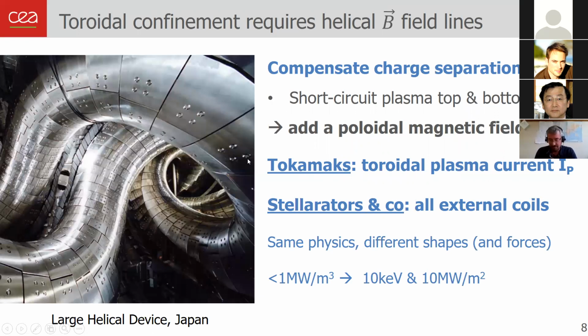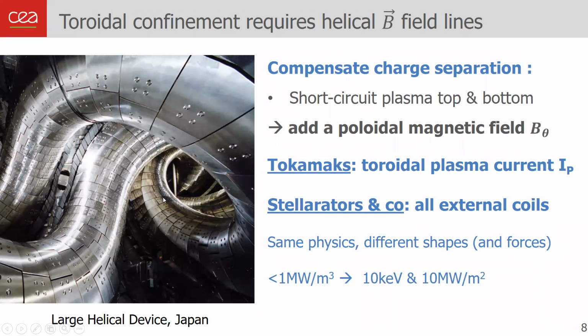And other types of devices like stellarators or large helical devices, like in Japan, use external coils. Well, it makes the shape a bit more complicated, as you see in the picture, but the physics is basically the same. You have, of course, different shaping effects and different forces because in a stellarator, you don't have a plasma current flowing. So it helps in some ways and, well, doesn't help in other ways.